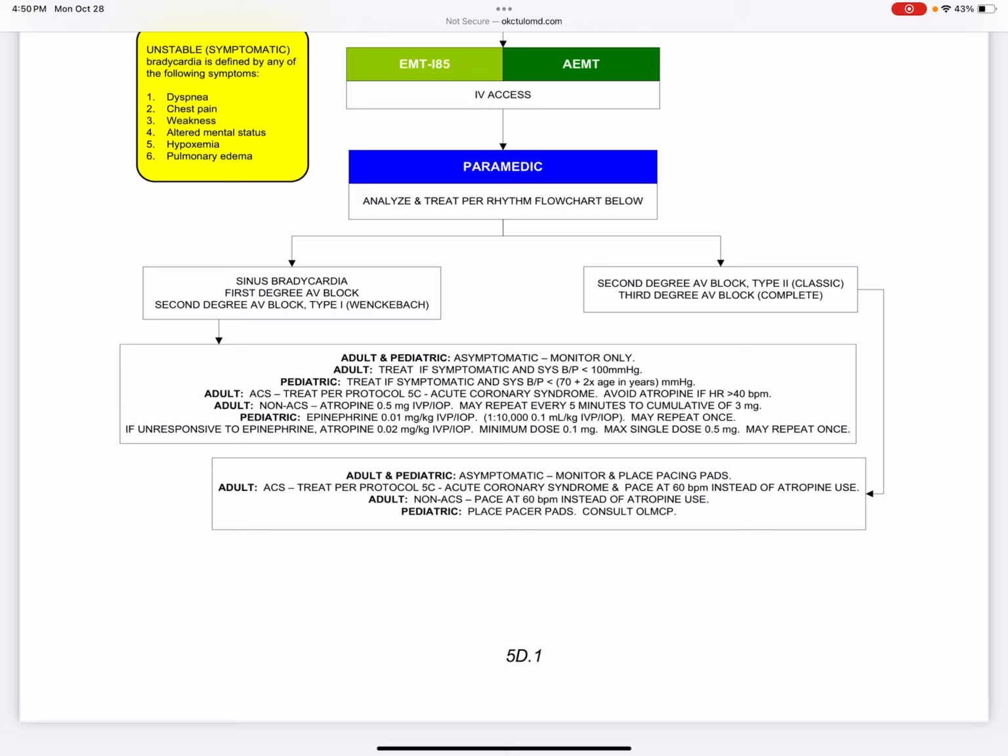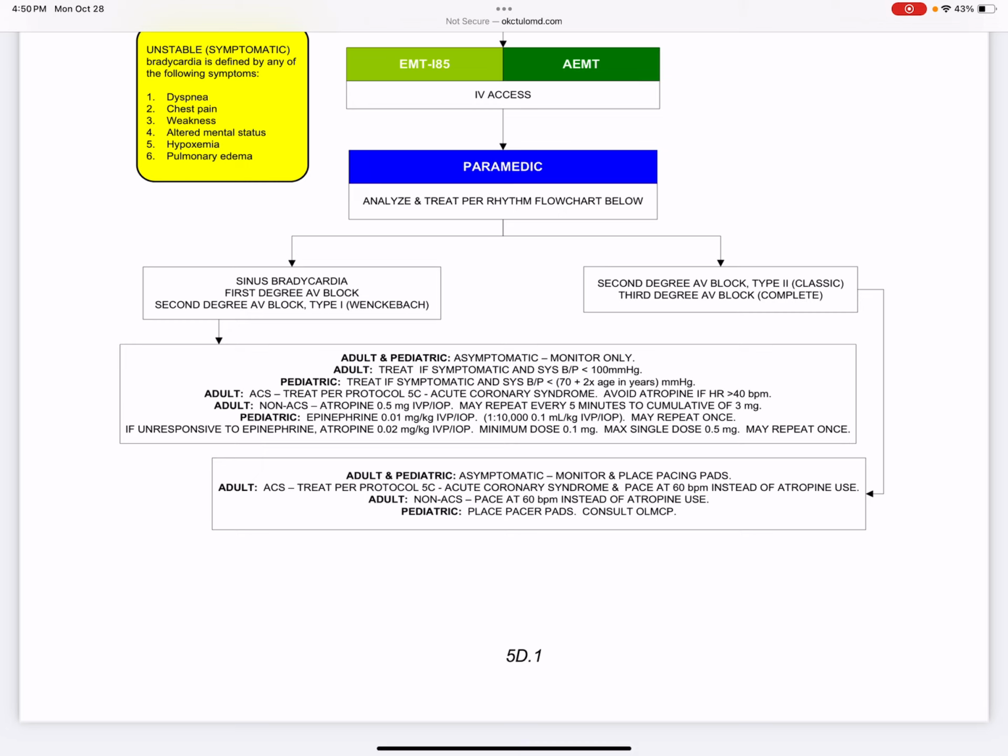So we'll start with the sinus bradycardia, first degree AV block, or the second degree AV block type 1. Your first degree AV block and your second degree type 1 are low degree heart blocks. So you're going to treat those as just a sinus bradycardic rhythm. Your second degree type 2 and your third degree AV blocks will not be fixed with atropine. So we're going to treat those as high degree heart blocks, if that makes sense.